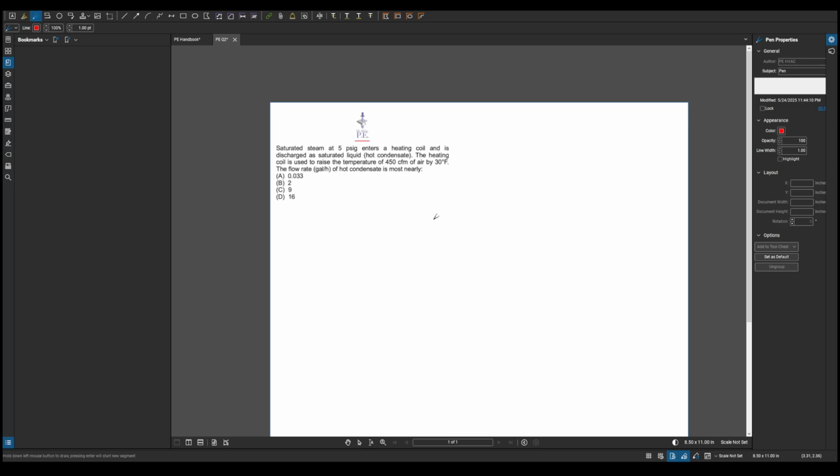Okay, so I'm going to draw a little diagram. So we have our heating coil. Let's say we have some air going through some ductwork. So we have 450 CFM of air coming in at some temperature 1 and leaving at some temperature 2. Now we don't know what those temperatures are, but we do know that the delta between the two is this 30 degrees Fahrenheit. So T2 minus T1 equals 30.